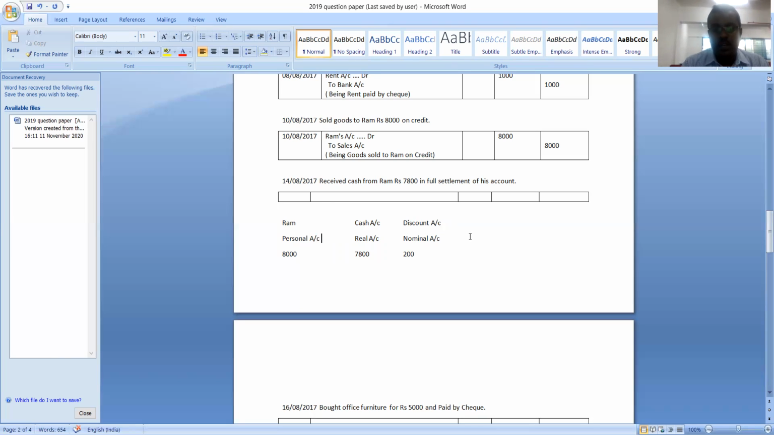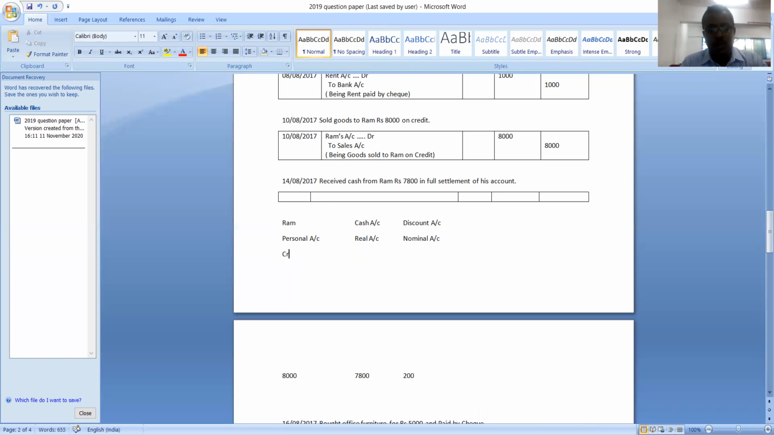Now let us apply the rule. Ram's account is a personal account. What is the debit and credit rule of a personal account? Debit the receiver, credit the giver. So here, received cash from Ram. Ram is a giver. So which rule is applicable? The credit rule is applicable.